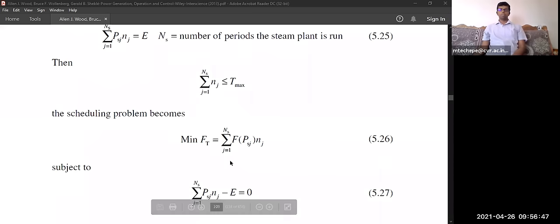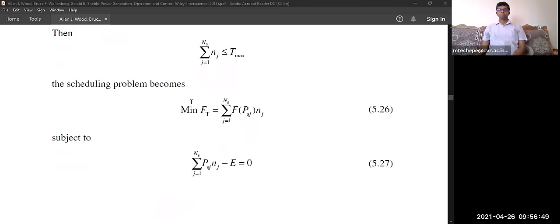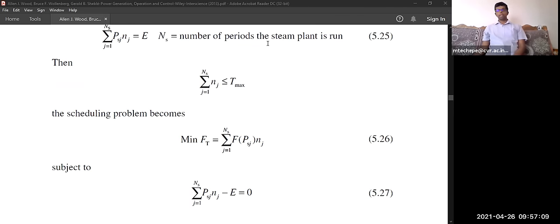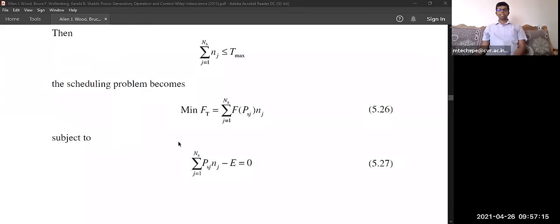So what is the objective function? Here the main objective function is to minimize the total energy generated from the steam power plant alone. How many hours the power plant is running is given by j equal to 1 to Ns, where Ns is the number of periods that the steam power plant is operated, subject to constraints. Any optimization problem has one objective function as well as constraints.